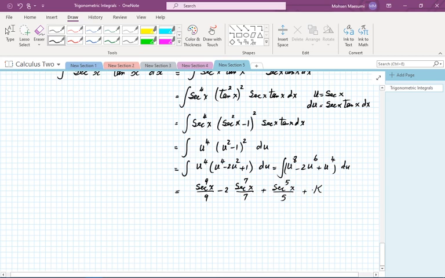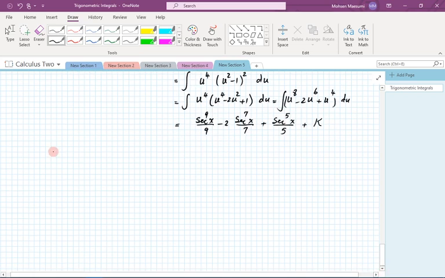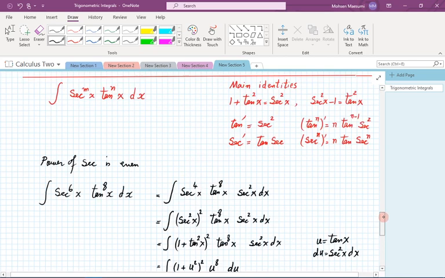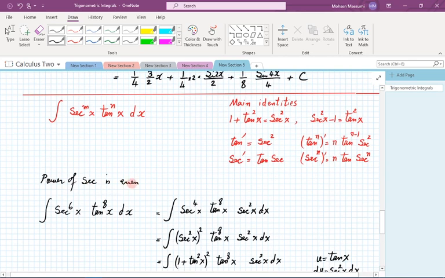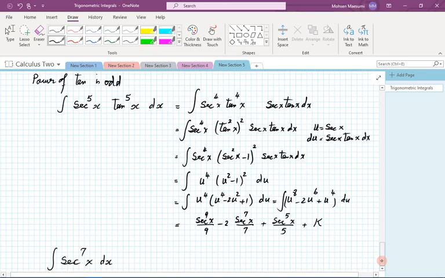Okay, now what if neither of these cases were valid? Neither the power of secant was even, nor was the power of tangent odd. Let's go ahead and take a case. Say we have a simple case, say secant to the power of 7 of x dx. So our first approach doesn't work because secant was supposed to be even here. The second approach doesn't work because tangent was supposed to be odd there.